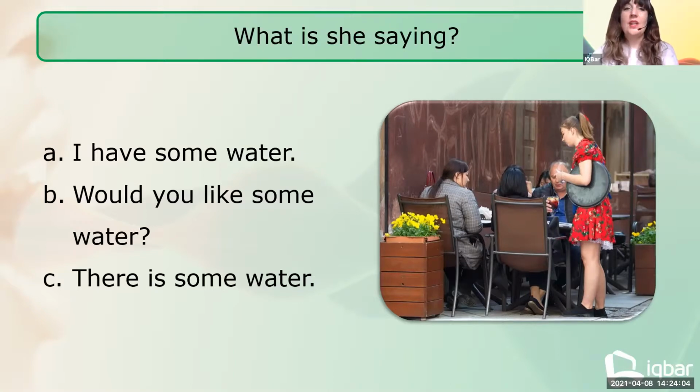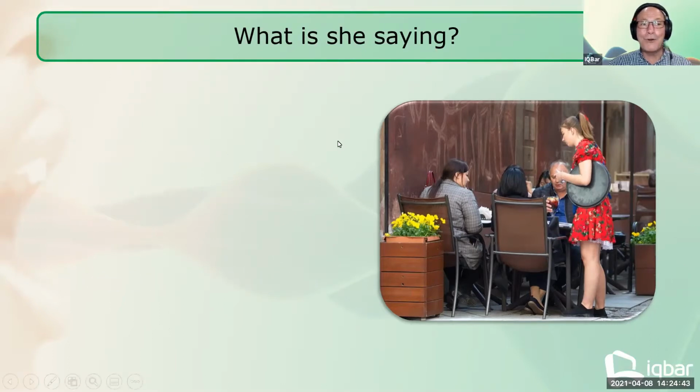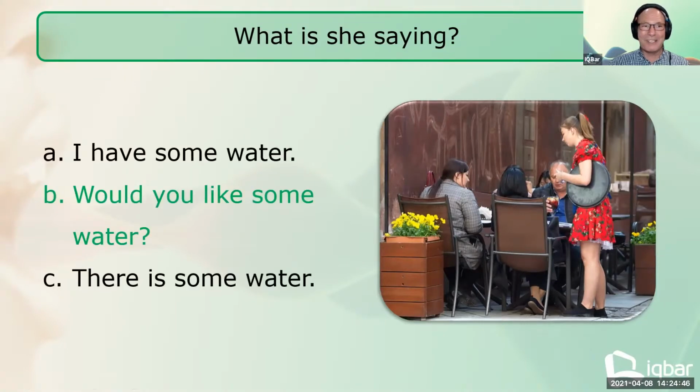Okay, so which is the correct option? A, B, or C? I wonder what she's saying. Is she asking? Is she offering? Well, people have all chosen B. Would you like some water? Is that correct? That is correct. It is the correct option. Very, very well done. Yes, she is offering something. Would you like some water?